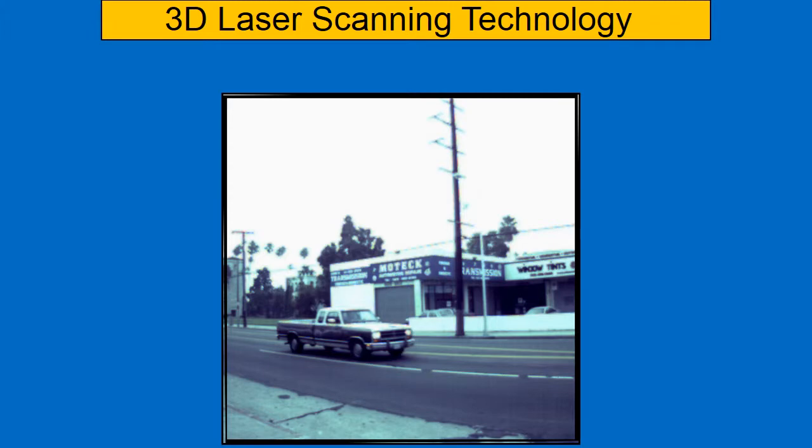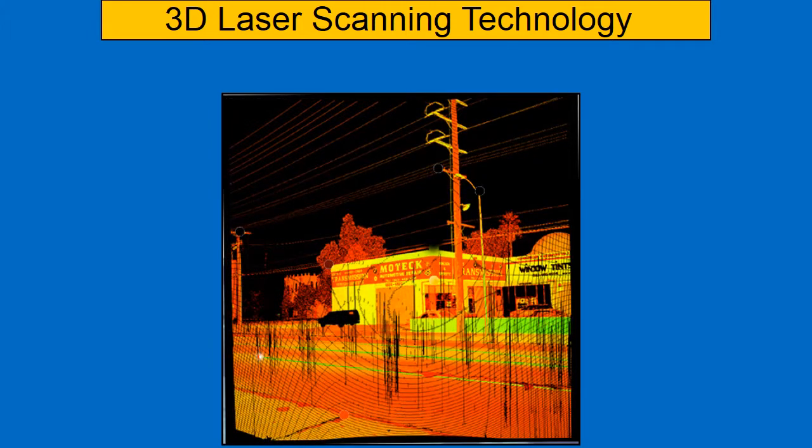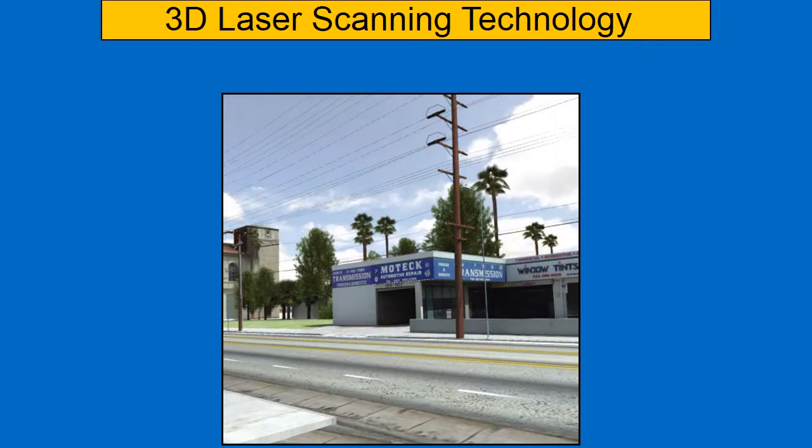So here we have a photograph of the scene. Here we have the laser scan of the scene. Here we have the scene itself in 3D. As you can see, the end result is a very accurate 3D model of the scene.